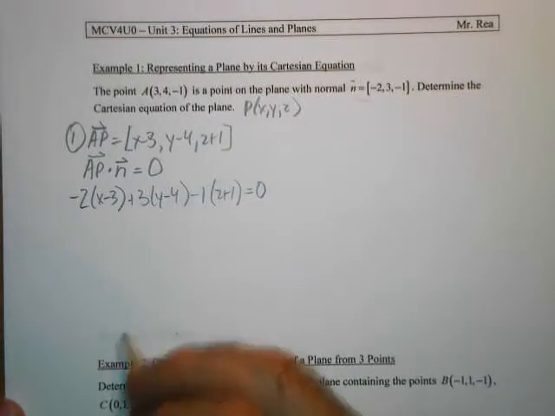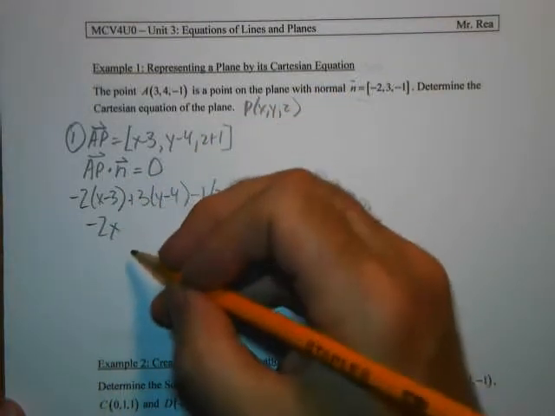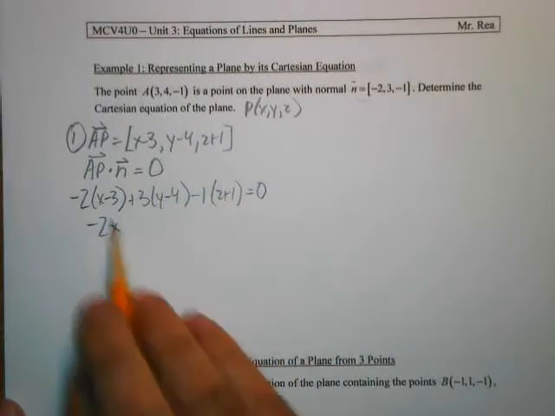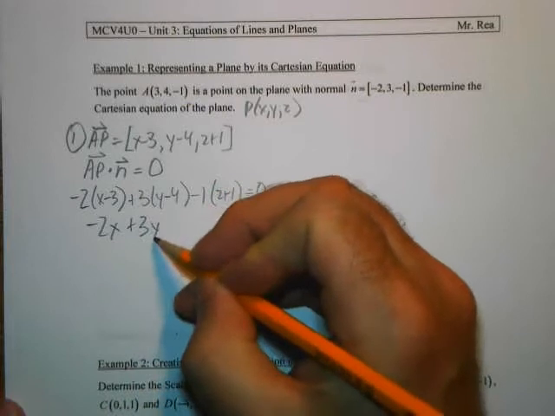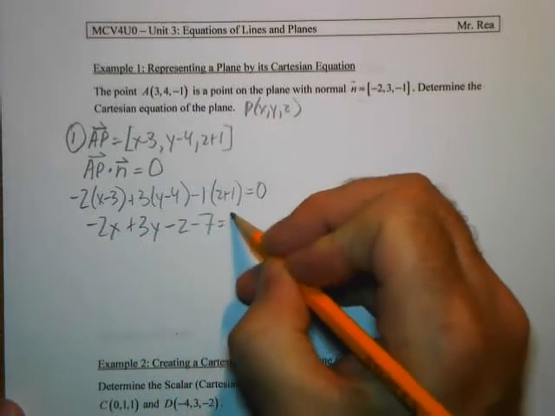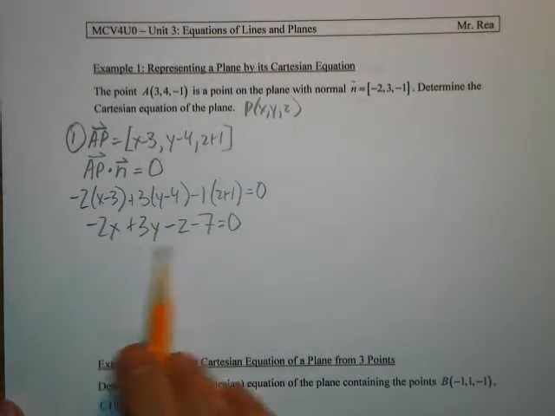So if I simplify this, I'm going to get -2x. Well, I'll just skip to the summary here. -2x plus 3y minus z minus 7 equals 0. So that's pretty much the Cartesian equation.